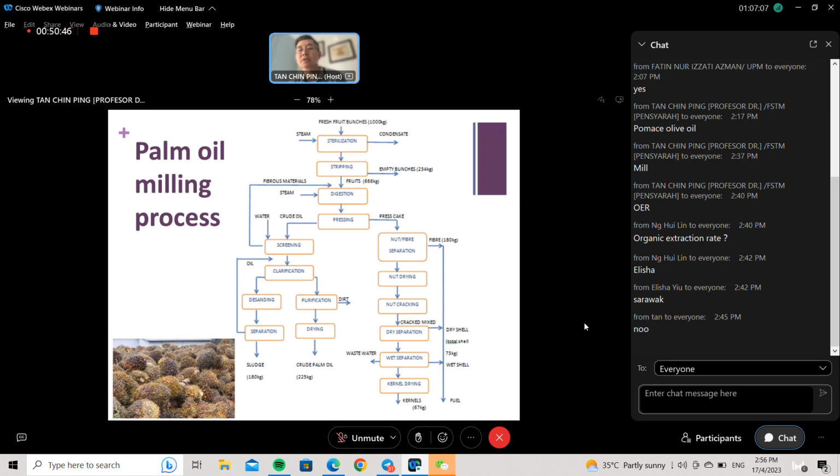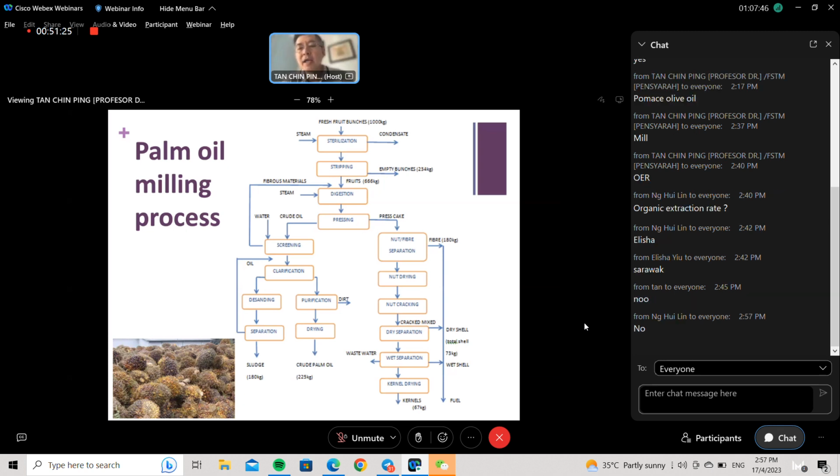Okay. So during pressing, my next question is, can a mill press the oil out from the mesocarp and at the same time crush the shell at the center of the fruit, and then also squeeze the oil out of the kernel? Can they do this together during pressing? Mesocarp oil and the kernel oil being squeezed out together. Can they do that? Why not?